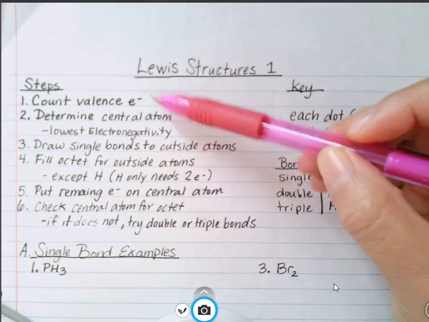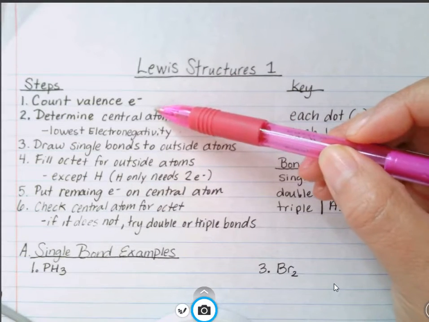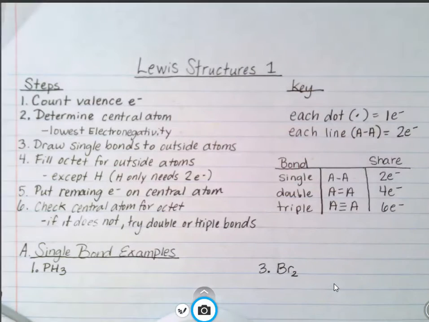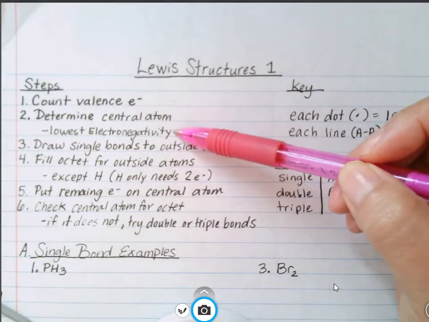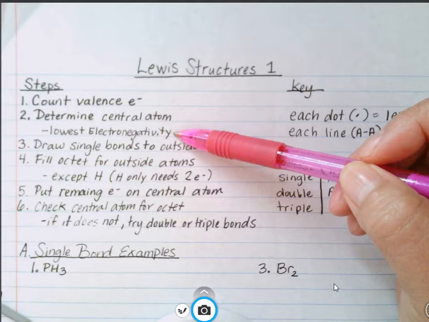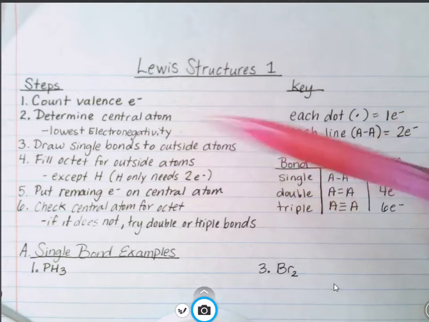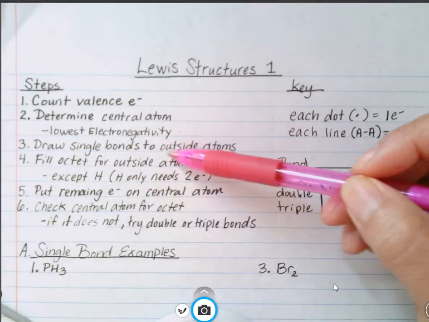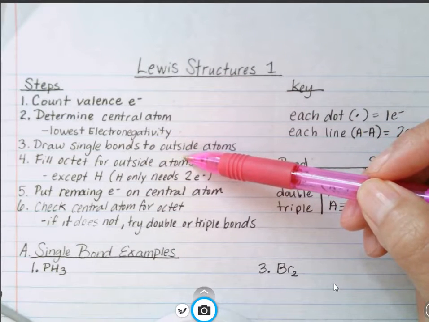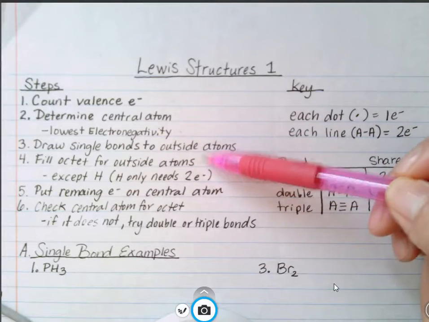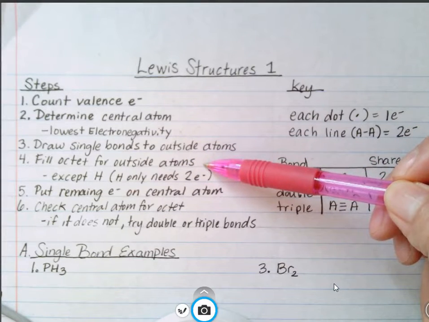All right, so then what are the steps? First step, count the number of valence electrons. I'll show you how to do that. Second step, figure out the central atom. It really has to do with electronegativity, but there are a couple of tricks that you can use to figure out the central atom that I'll explain in just a minute. All right. Number 3, draw single bonds to outside atoms. And I'll show you what that looks like.